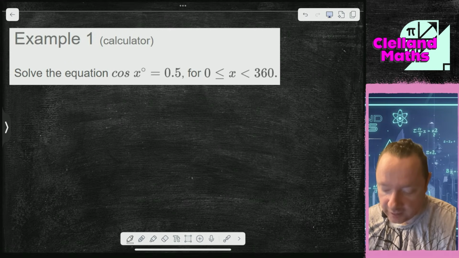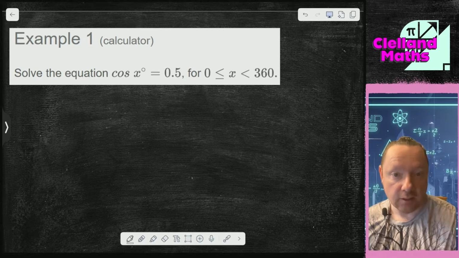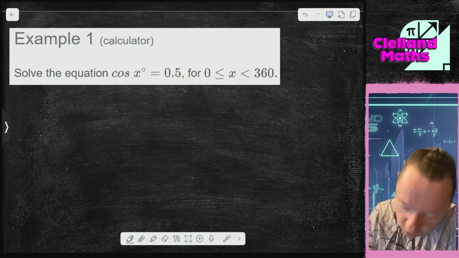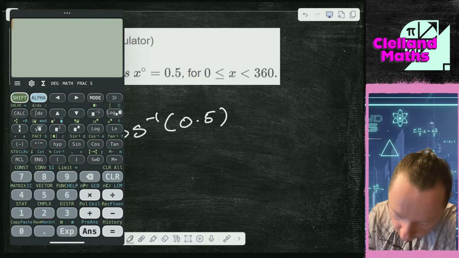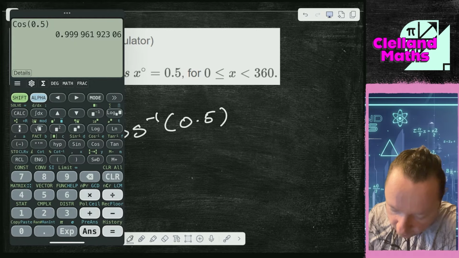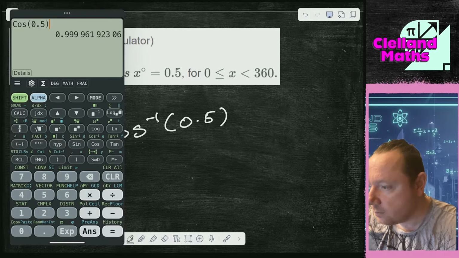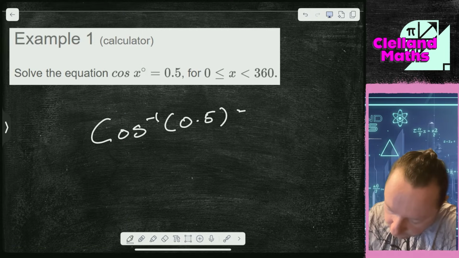Solve the equation cos x equals 0.5 for 0 is less than or equal to x less than 360. So in other words, all your answers need to be between 0 and 360. So I need to do the inverse cos then, don't I? Inverse cos of 0.5, and this is a calculator, of course, although if you're doing Higher Maths, you could do this without a calculator. Shift cos 0.5 is 60 degrees.